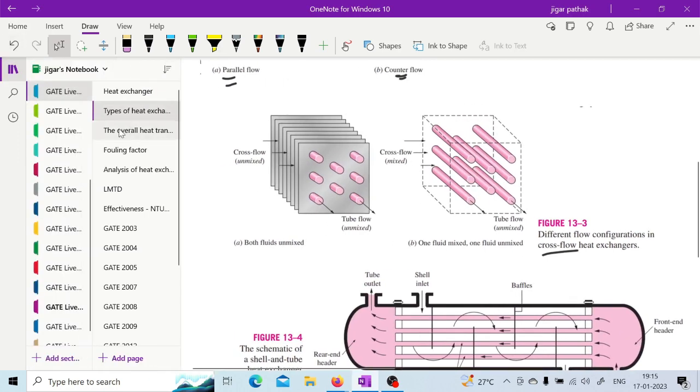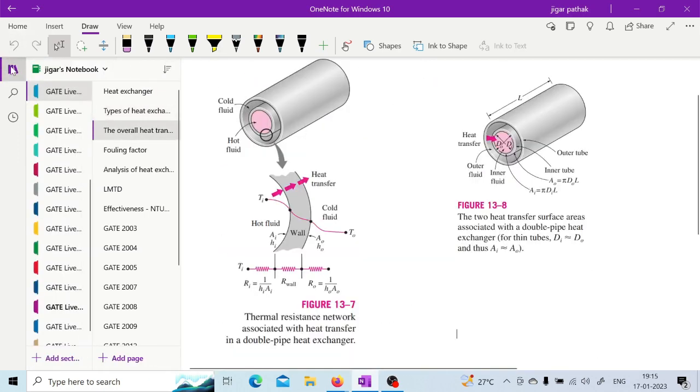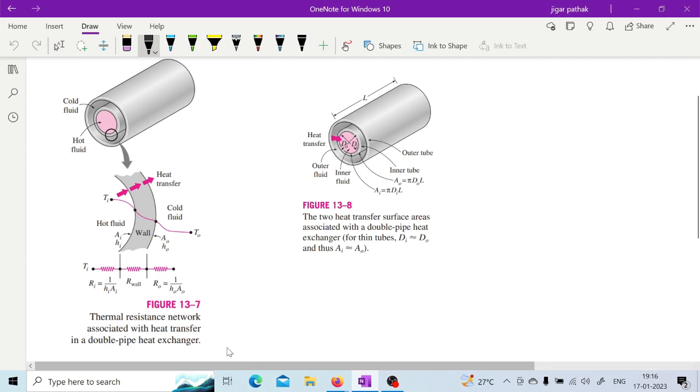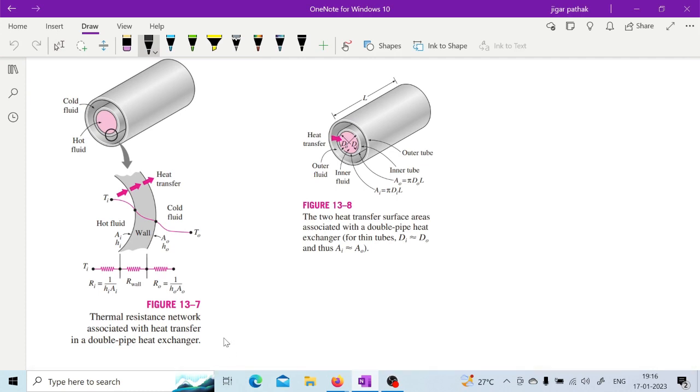Once you have an idea about these various types of heat exchangers, then we can go for the calculation of what we have discussed, the overall heat transfer coefficient. So if we take this double pipe heat exchanger, as mentioned here, you have the cold fluid here in the annular space, and here you have the hot fluid. This is again some insulating material, right. So this is how you have your heat exchanger.